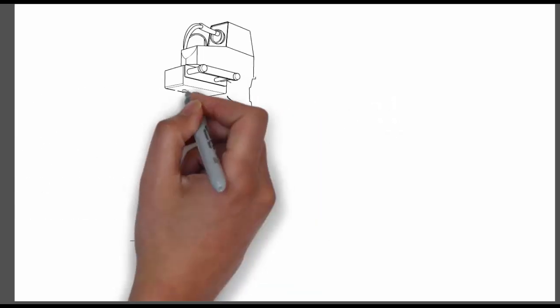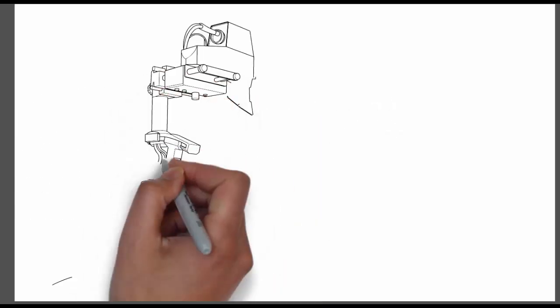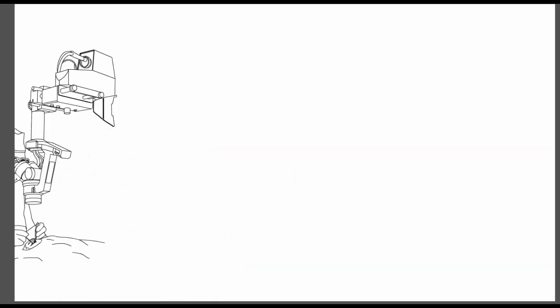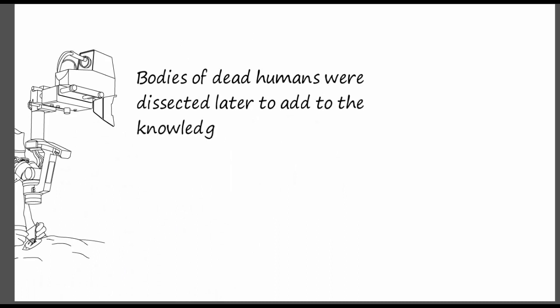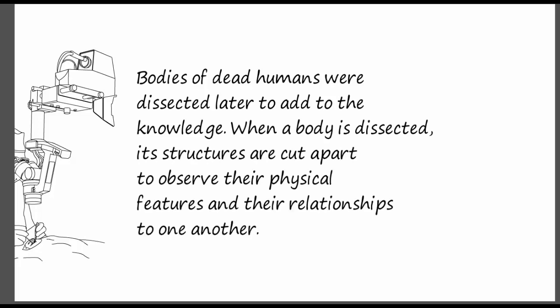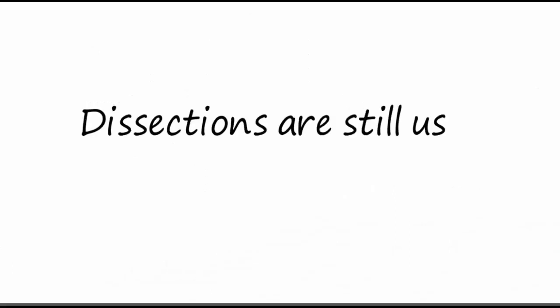Human anatomy was first studied by observing the exterior of the body and observing the wounds of soldiers and other injuries. Bodies of dead humans were dissected later to add to the knowledge. When a body is dissected, its structures are cut apart to observe their physical features and their relationships to one another. Dissection is still used in medical schools.